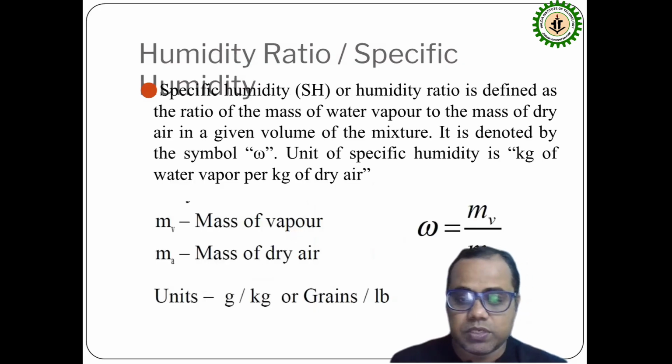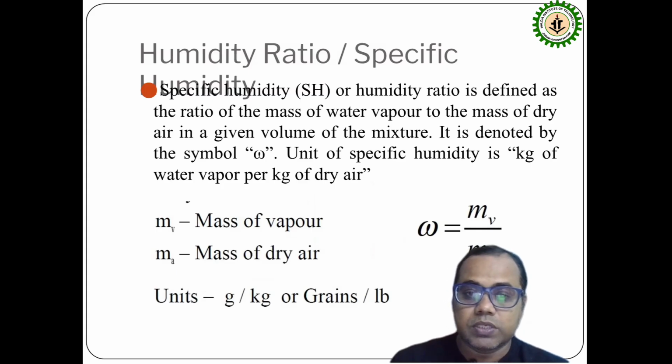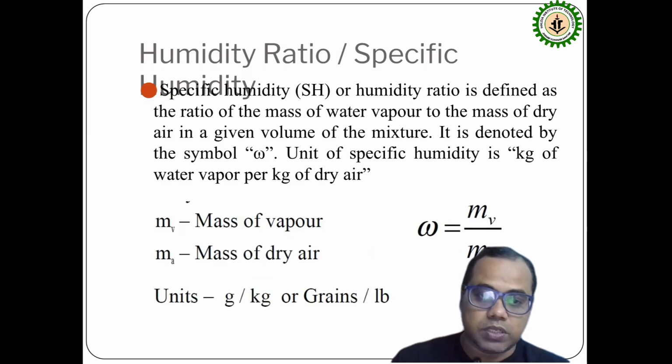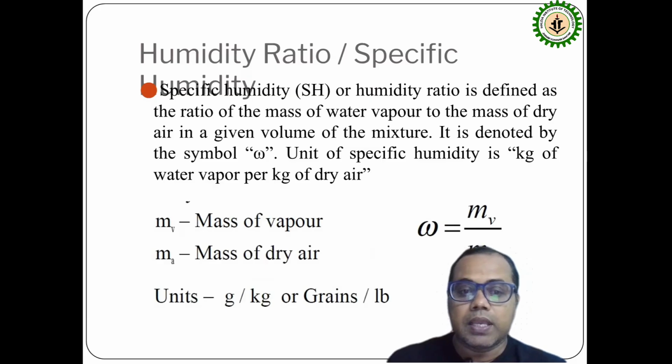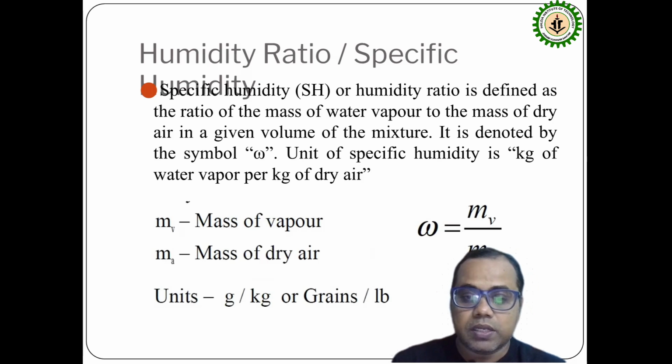Humidity ratio or specific humidity is also another important parameter. I have also told you that moist air means not only dry air, it also contains water vapor. The ratio of the mass of water vapor to the mass of dry air in a given volume of the mixture is denoted by the humidity ratio or specific humidity. If it is denoted by omega, then omega is equal to mv by ma, where ma is the mass of dry air and mv is the mass of vapor. So by this we can show that this is the humidity ratio. In 1 kg of dry air, how much water vapor it contains is known as the humidity ratio, and the unit is either gram per gram, kg per kg, or gram per kg.